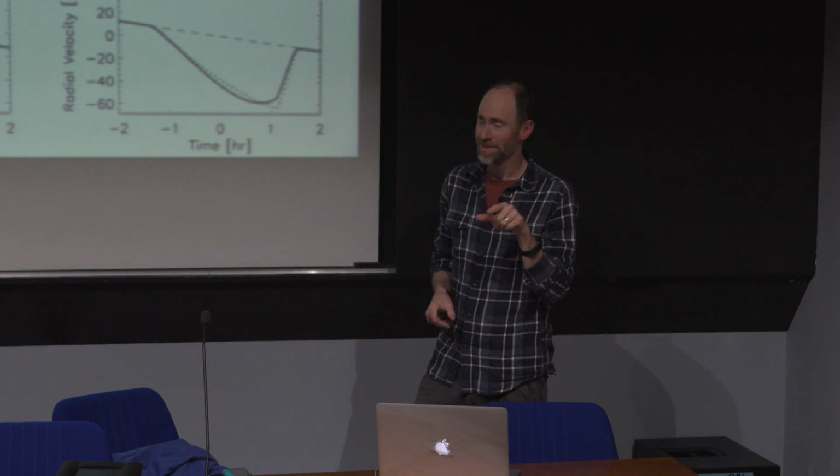And what you do is you measure the radial velocity during the transit. Right? That's the signal, radial velocity during a transit. So why do you care about this? That's what these plots are showing.